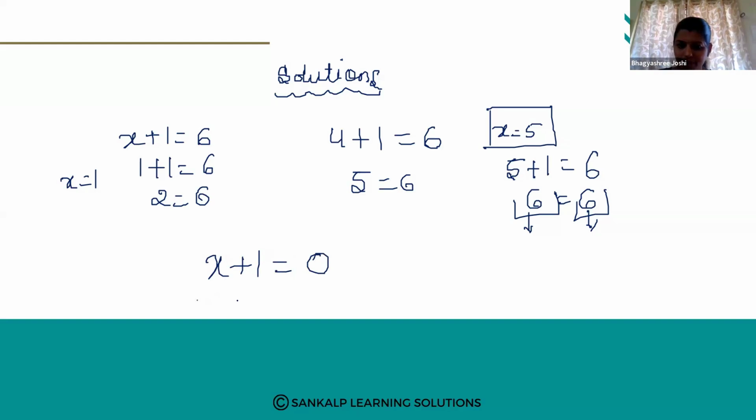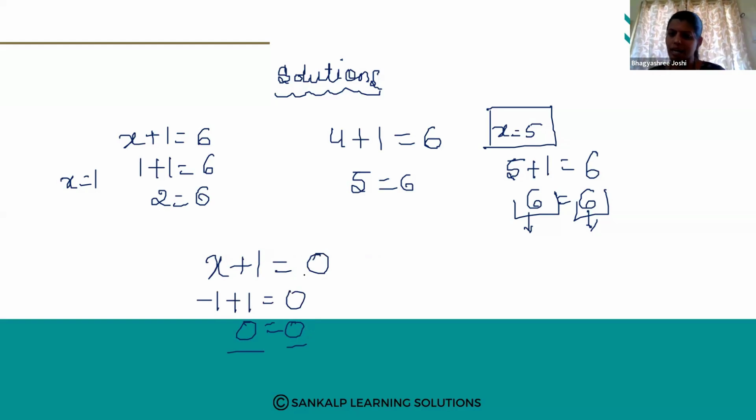See, if I substitute x is equal to minus 1, plus 1 is equal to 0, then the LHS part is equal to the RHS part, right? That means, for which value of x does the equation become LHS part equal to RHS?